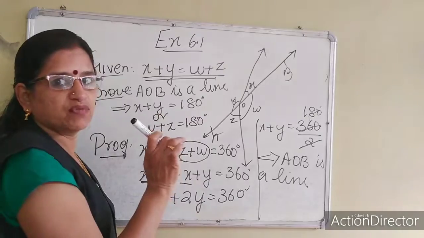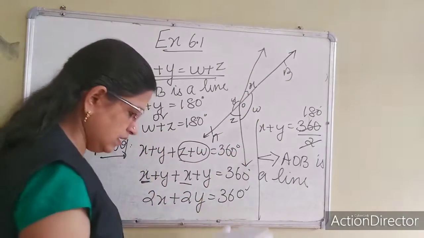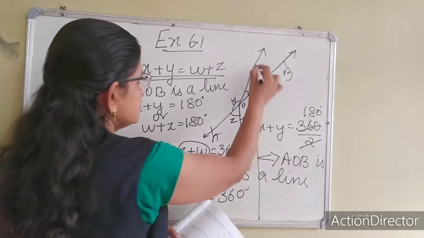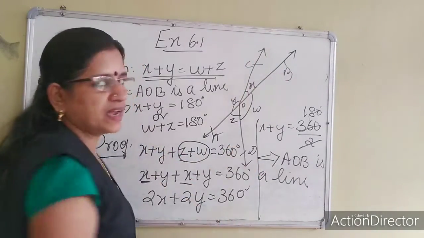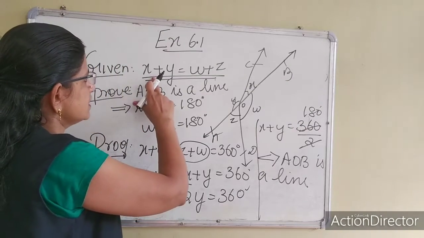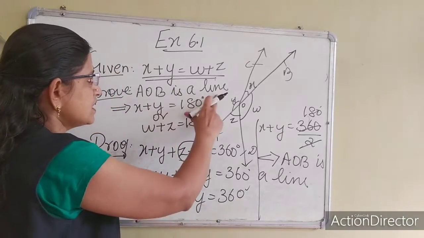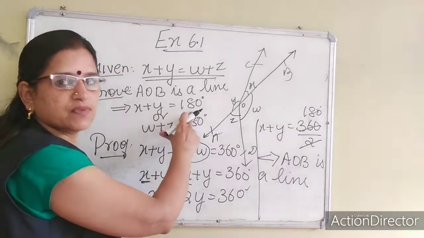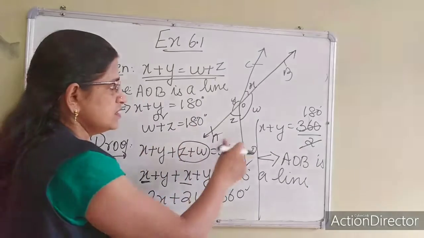4 angles are given over here and 2 lines. See, AOB is a line, and here it is given OC is a ray and OD is also a ray. You have to prove that AOB is a line. So now what is given: x plus y is equal to w plus z. AOB is a line means you have to prove x plus y is equal to 180 or y plus z is equal to 180. So very easy.